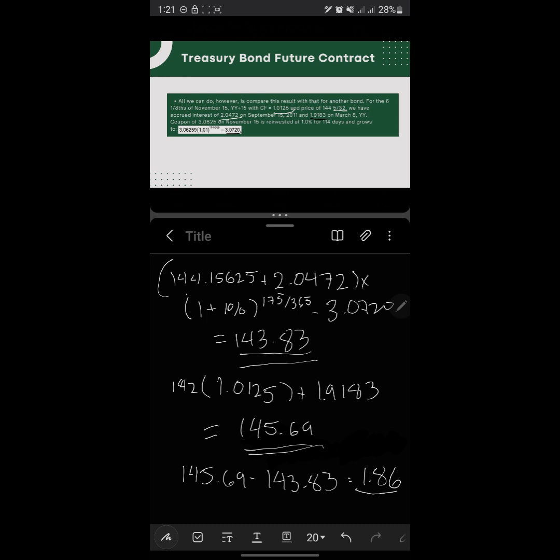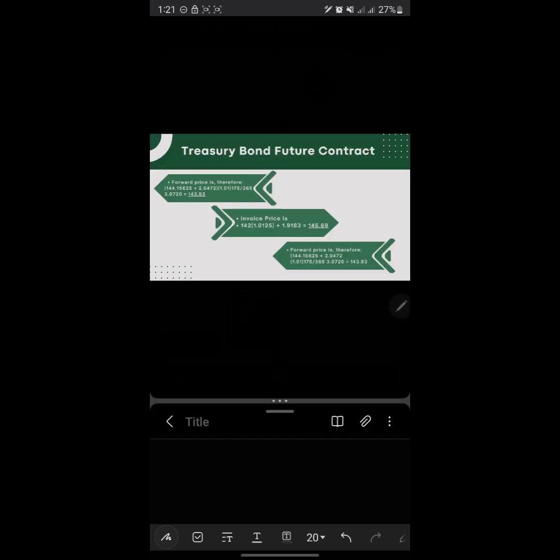Bond B is better because bond A would cost more than it would return, meaning that bond B would be more profitable than bond A. So here are the computations for bond B, the forward price and the invoice price.